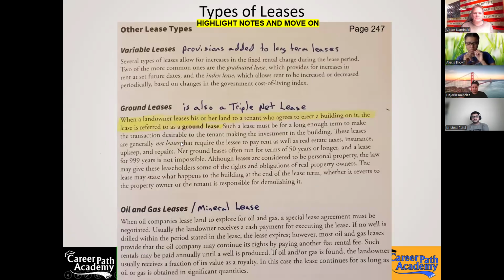So let's do the highlights for this. Next to variable leases, just write provisions added to long-term leases. A ground lease is also a triple net lease because the tenant's going to be renting the ground that they construct a building on. Taxes are going to go up on it, right? Now that you have a building on it, tenants can be responsible for paying those taxes. Tenants can be responsible for maintaining the building that they constructed. Tenants can be responsible for the snow removal or the paving of the parking lot, etc. So it's a triple net lease. And oil and gas leases are also known as mineral leases.